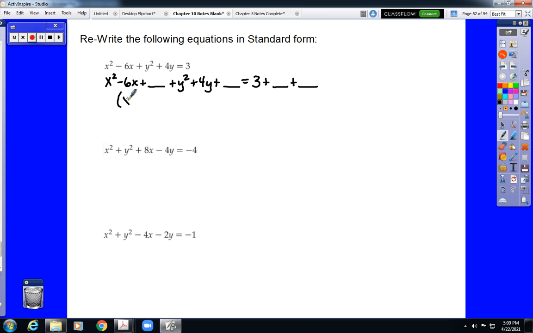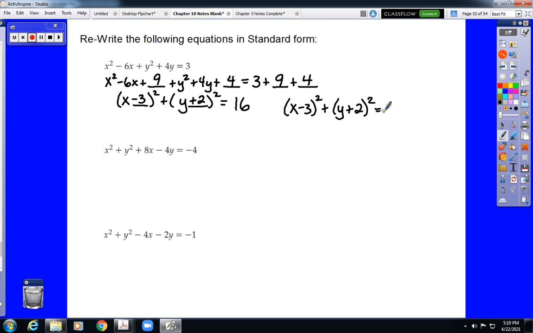So that would be x minus 3 divided by 2, square it is 9, write it in the other blank, plus 4 divided by 2 is 2, square it is 4. So keep it balanced by copying that 4 and that 9 over into the blanks on the right side, add it all together, that is 16. So we are looking at x minus 3 quantity squared plus y plus 2 quantity squared equals 16.